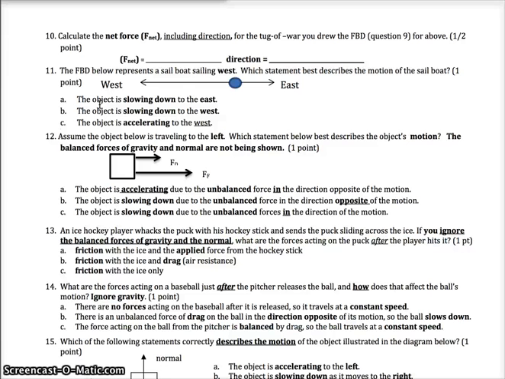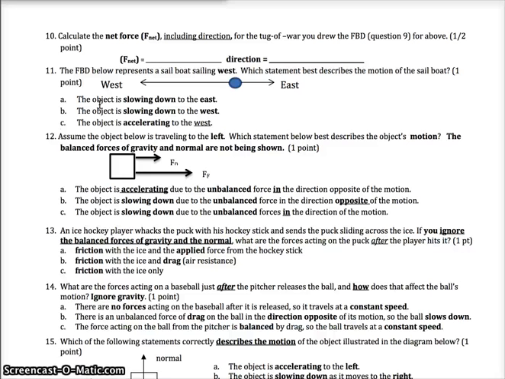So remember, the sailboat is sailing to the west. Look and determine if the forces are balanced or unbalanced. Then, if they're unbalanced, is it unbalanced in the direction that it's going or opposite the direction it's going?